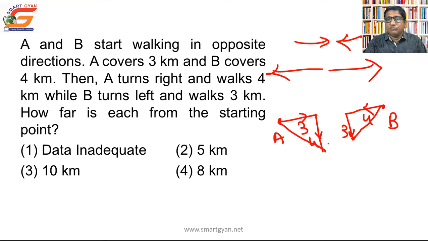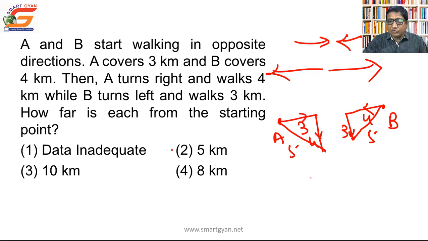This is a simple question we have discussed earlier. One side 3, that is the base is 3, height 4. Then obviously the hypotenuse will be 5. That is c square is equal to a square plus b square. In this case also it will be the same. So, both of them will be 5 km away from the starting point. Answer is 2. This is for one case. Let us take another situation when they are moving apart.